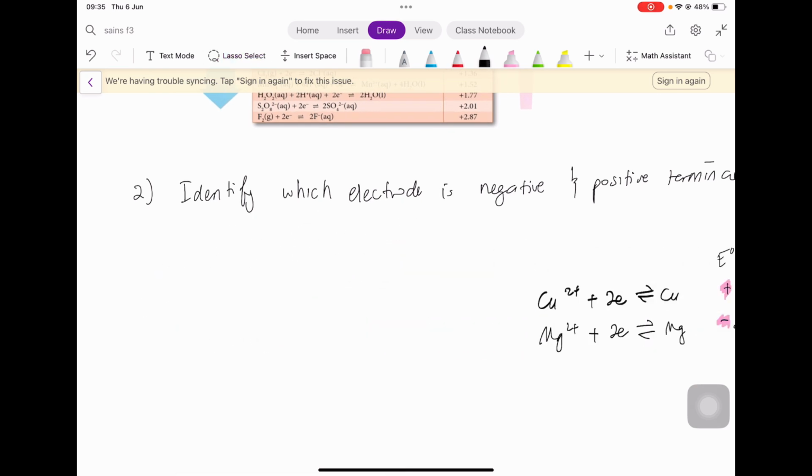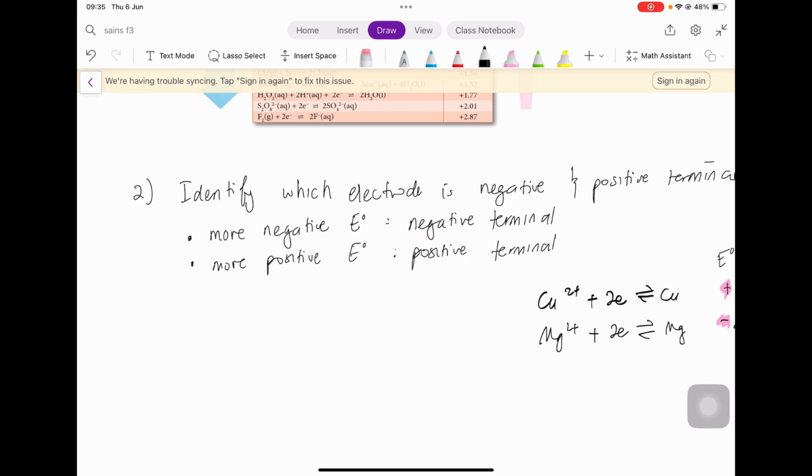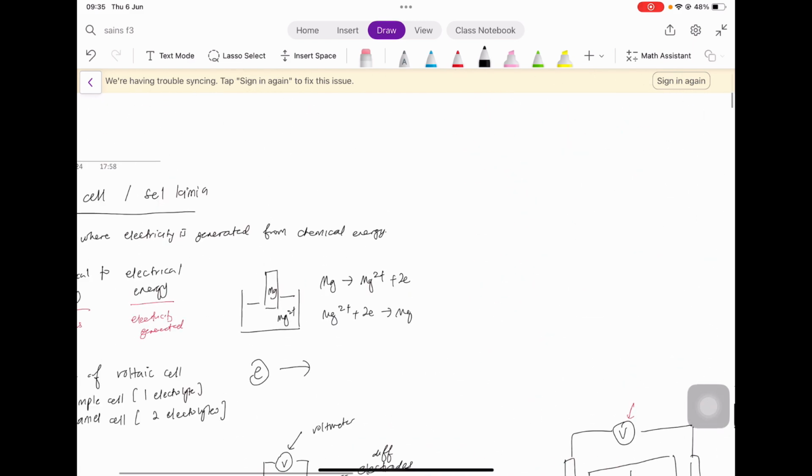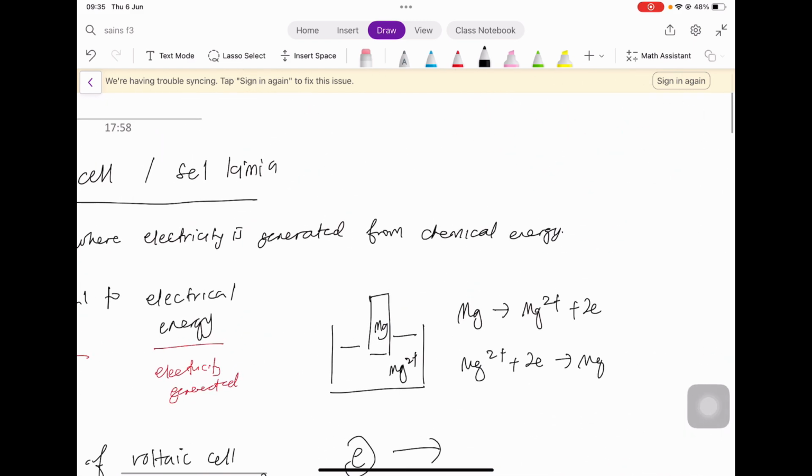So the point is, sekarang cerita dia, more negative E naught value would be negative terminal, and then vice versa, more positive E naught value would sit at positive terminal. So kita tahu dah movement dia, sebab kalau voltaic cell, I'm sorry I forgot to mention kan, voltaic cell, kita punya electron move from negative terminal to positive terminal.